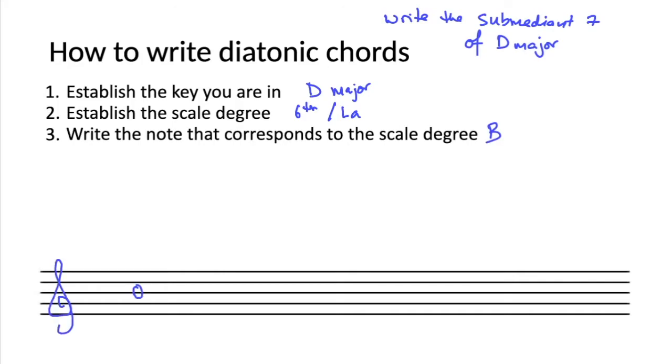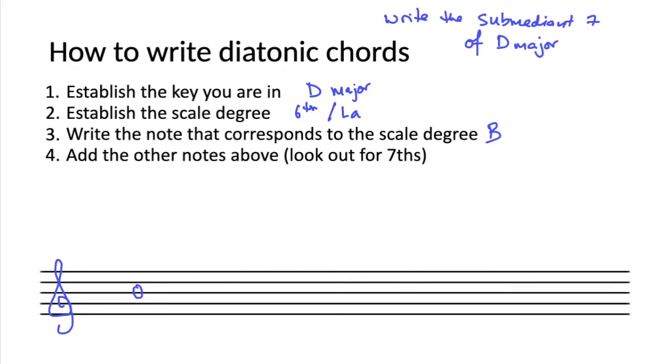There's our B note. Add the other notes above, look out for 7ths. So this is a 7th chord. It's going to have 4 notes. Apply the key signature. There's no extra things you need to do in these sort of questions. Just apply the key signature.